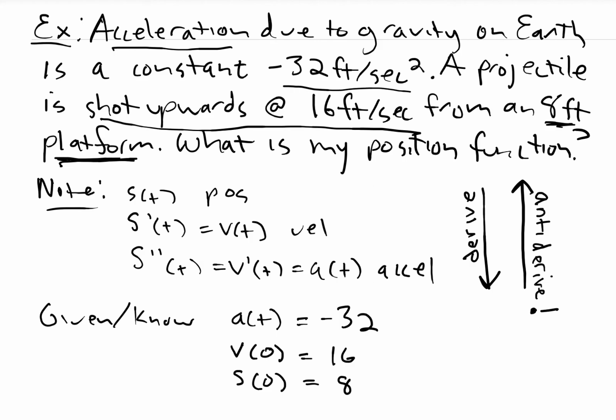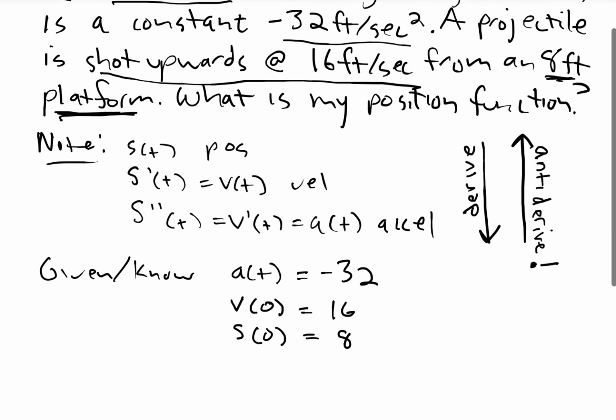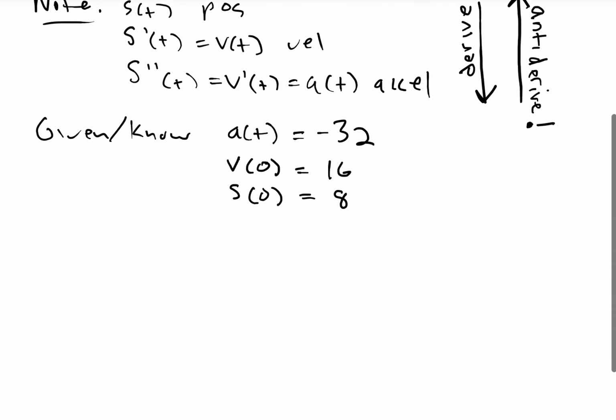Antiderive to get to position, and you are going to need that initial information on position to complete your function. Right? So let's actually scroll down and get some room to do this here. Right? What I just said. Velocity, if I'm paying attention to my chart, velocity, you derive to get acceleration, you antiderive to go in the other direction, right? So if I want velocity, I have to antiderive the acceleration function, right?